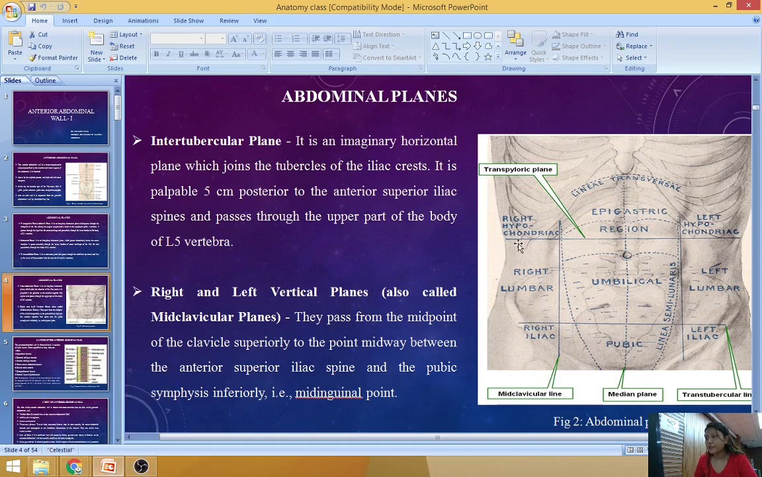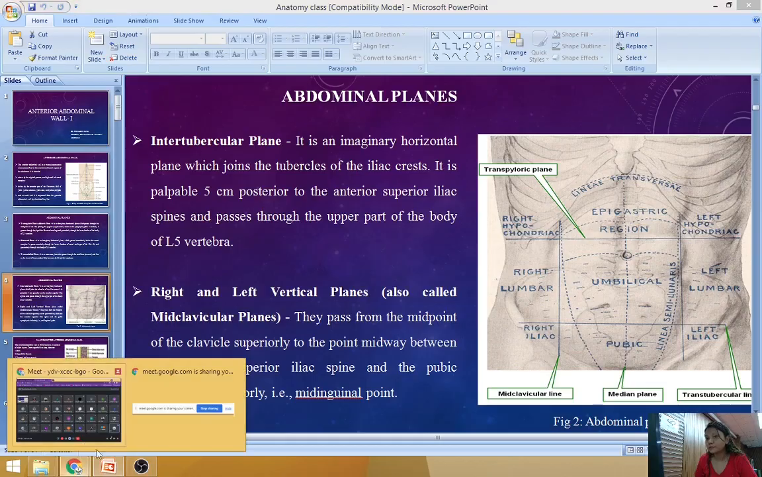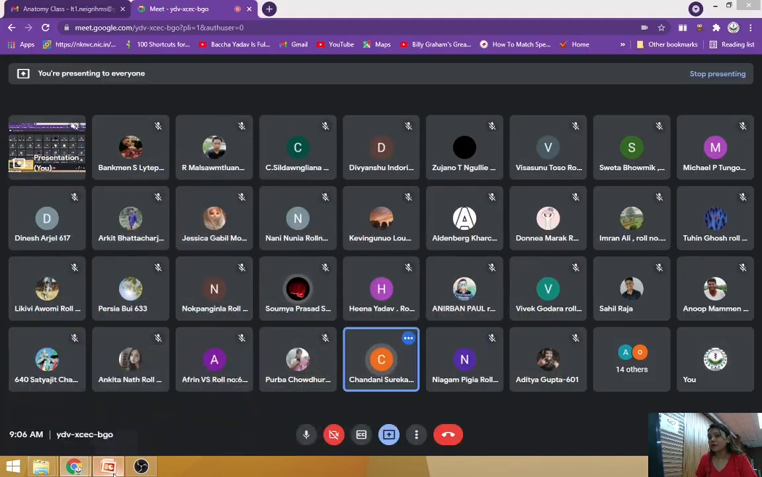Transpyloric plane. Can you see this cursor on the screen? Yes, ma'am. Okay, you can see, right?